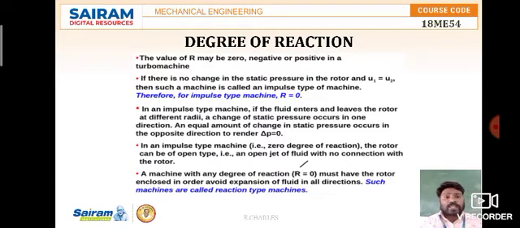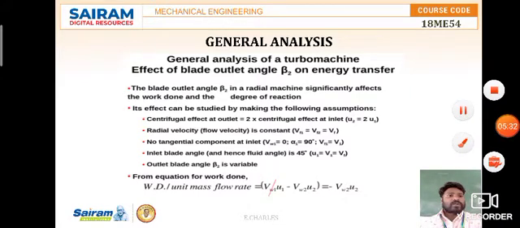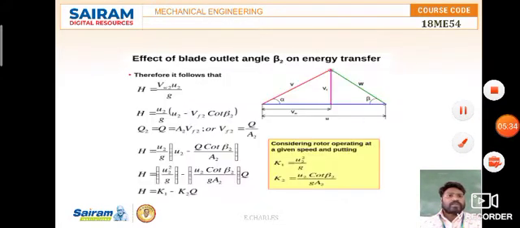In an impulse type machine, that is, zero degree of reaction, the rotor can be of open type, that is, an open jet of fluid with no connection with the rotor. A machine with any degree of reaction, where R is not equal to 0, must have the rotor enclosed in order to avoid expansion of fluid in all directions. Such machines are called reaction type machines. Okay, so this is the general analysis of turbo machines.